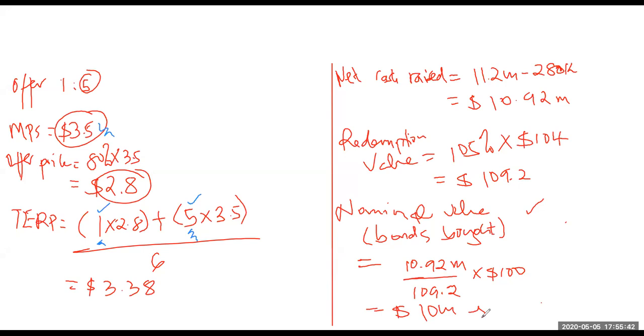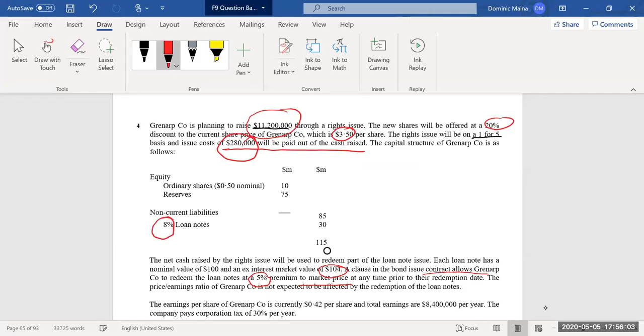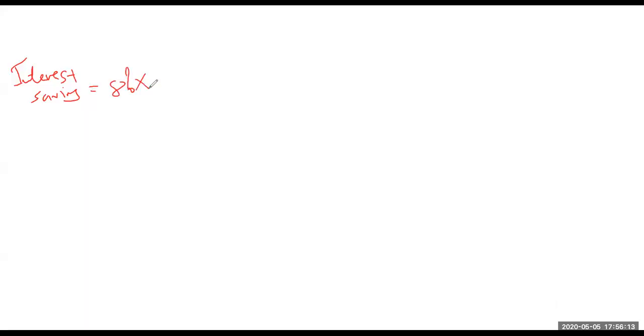So that's the nominal value of the bonds we have bought back. The next working is on the interest we save. Going back to the question, the interest you pay is 8%. It is an 8% bond, therefore we save 8% times the nominal value of the bonds you just bought back, which is 10 million, to give $800,000 as the annual saving. This is the saving before tax.